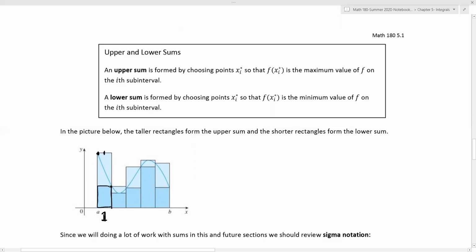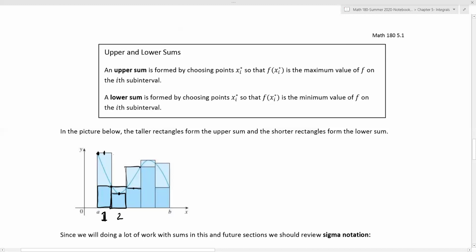But we do that for every single one. So the dark blue ones are going to end up being our lower sums, and our light blue ones are going to be our upper sums. Because you can see, down here, that's the lowest value on the second subinterval. So we'll use that for our lower sum. And this up here, that's the biggest value. So we'll use that one as our upper sum. Same thing here. This is the lower sum. This one up here is going to end up being the upper sum.